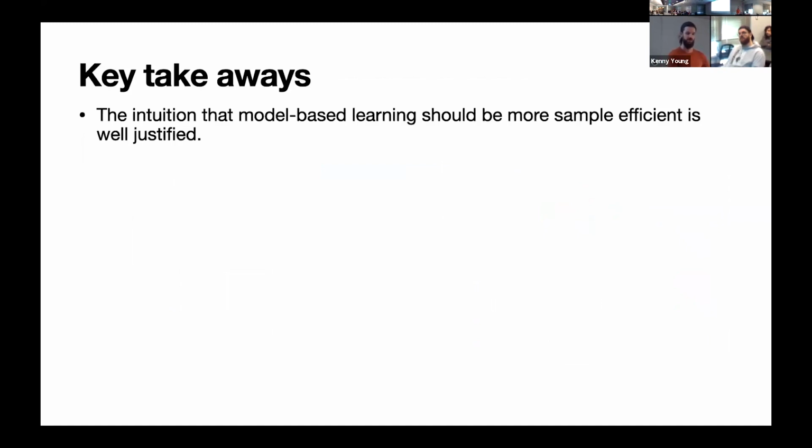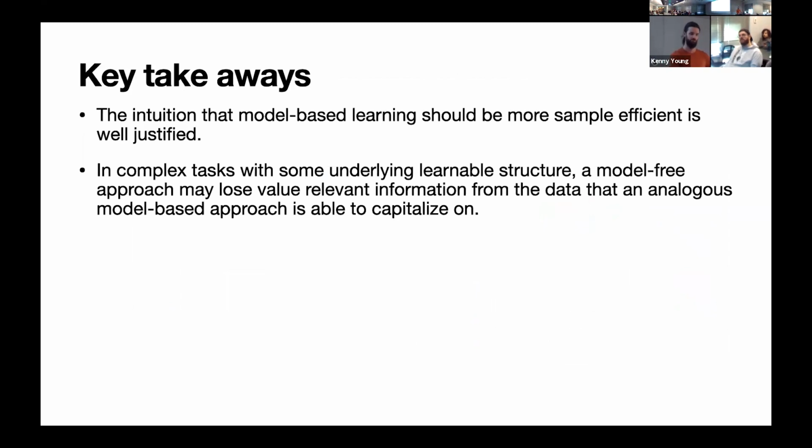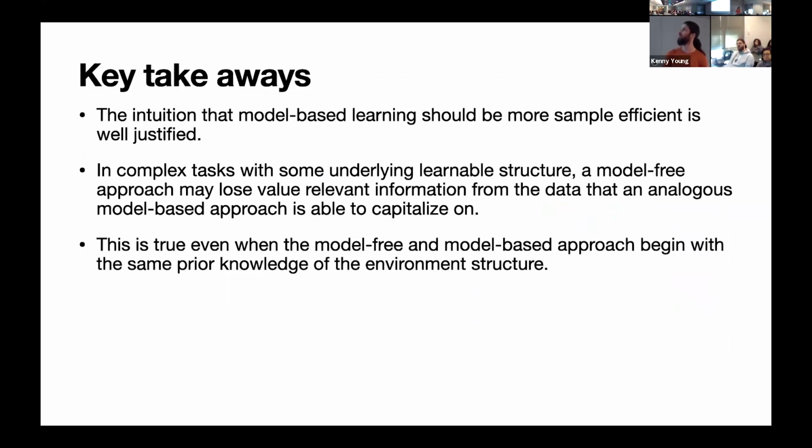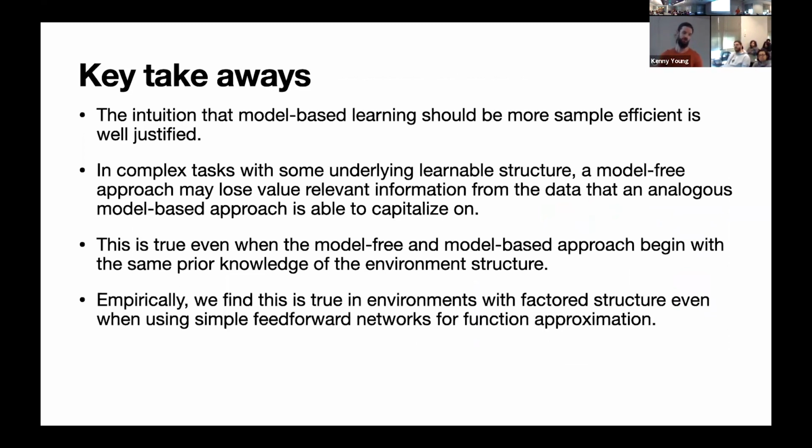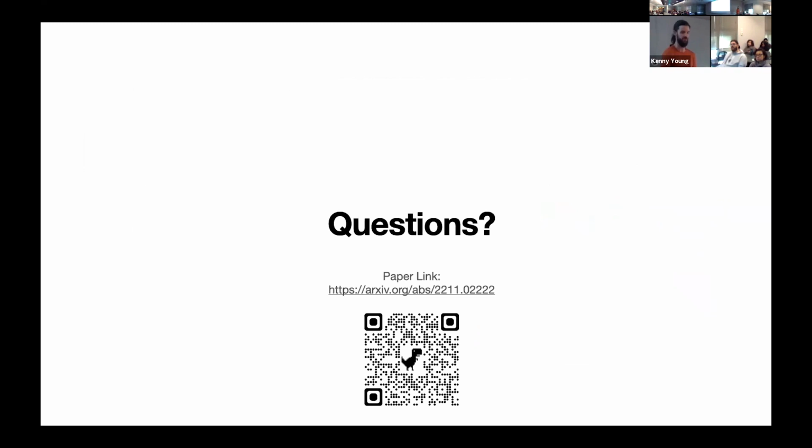So, key takeaways: the intuition that model-based learning should be more sample efficient is well justified. In complex tasks with some underlying learnable structure, a model-free approach can lose value-relevant information from the data that an analogous model-based approach can capitalize on. And this is true even when the model-free and model-based approaches begin with the same prior knowledge of environment structure. And empirically, we find it's true in environments with factored structure, even when using simple feed-forward neural networks for function approximation. Okay, that's it.